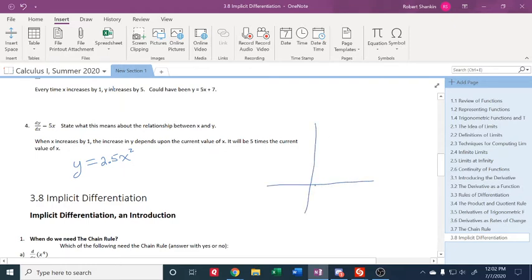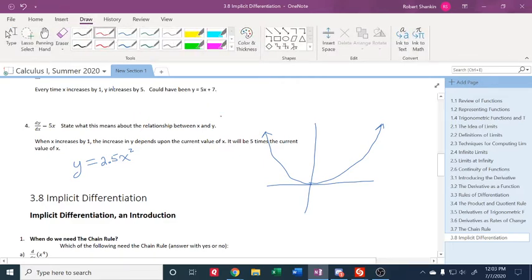And then this one, the slope at any point depends upon the current value of the x. If the x is 2, what's the slope going to be right here?